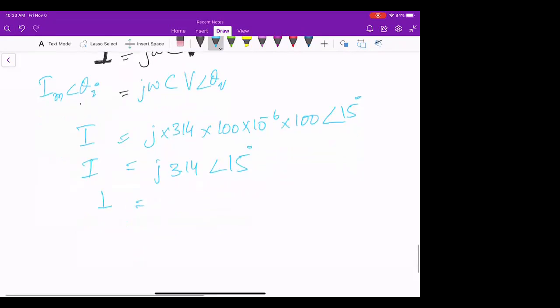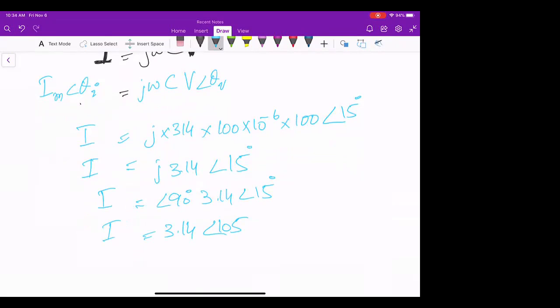So what should I do now? I will add 90 degrees to it because of j. So it will become 105 degrees. So when I draw a phasor, I will draw voltage at 15 degrees and current at 105 degrees. Okay, make sense? Yeah. Okay.